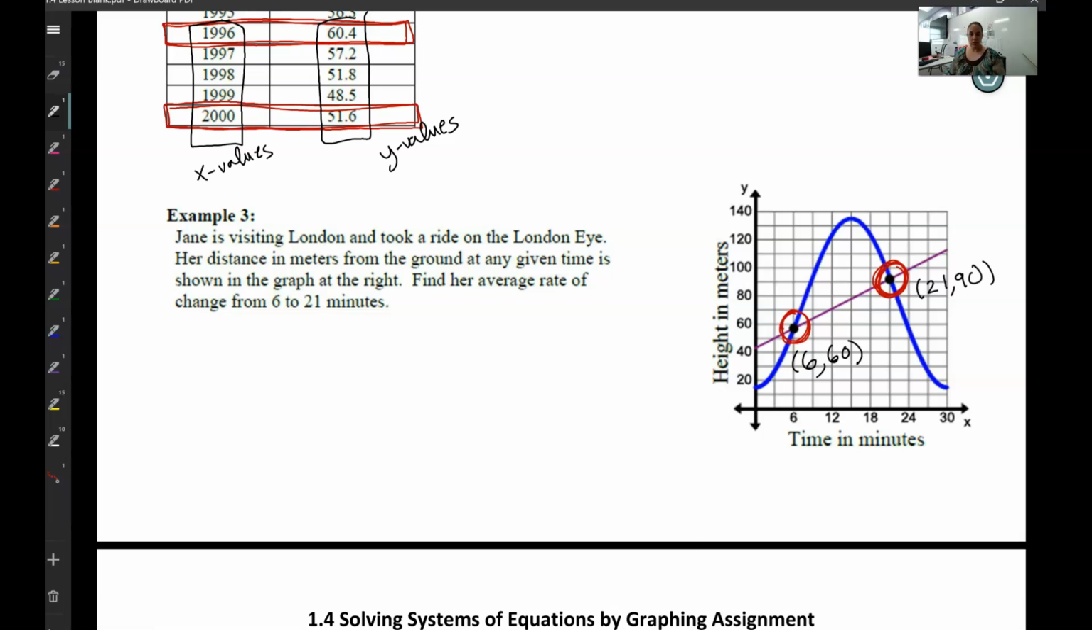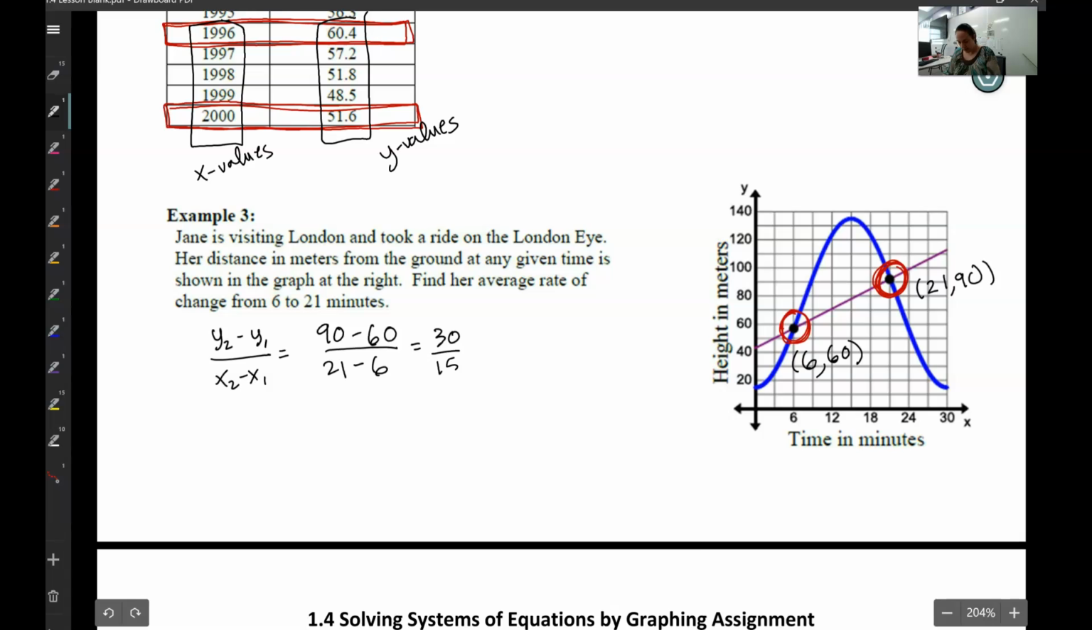So I've got those. Now I'm going to do same equation. My second y value is 90. First y value is 60. Second x value is 21. First x value is 6. That gives me 30 over 15, which is 2.